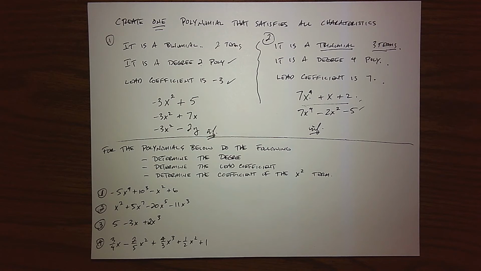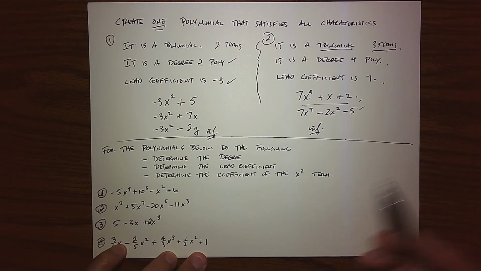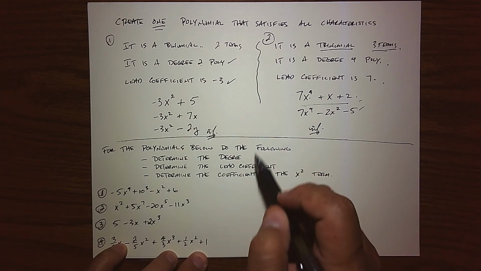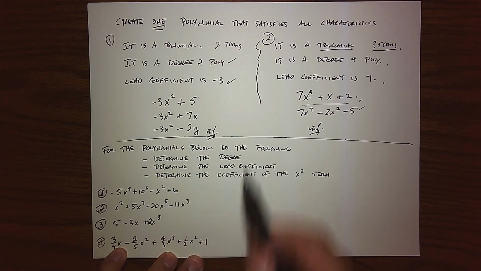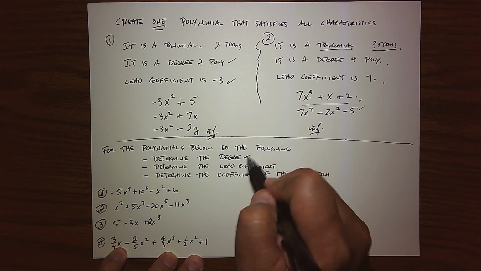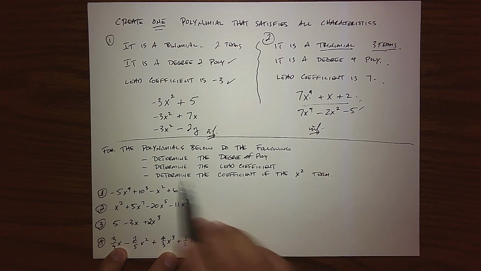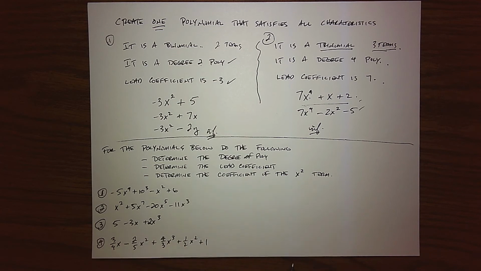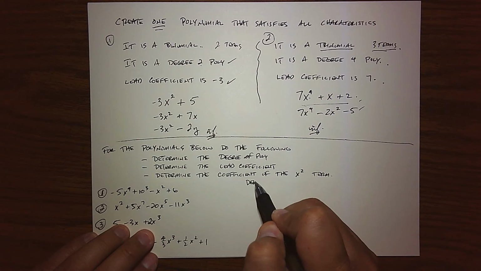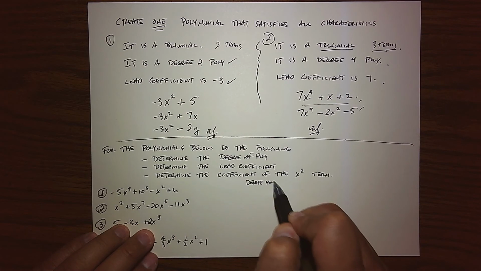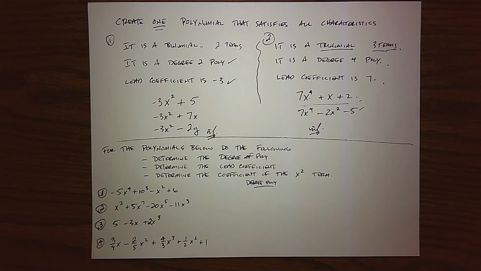Okay, another item that commonly occurs in your homework is they'll ask you to do a lot of things. So I have 4 polynomials here, and for each one of these polynomials, they want us to determine the degree of the polynomial, determine the lead coefficient, and then determine the coefficient of the x squared term. So we have a lot of things going on. How about for each one, we just talk about the degree of the polynomial first? Again, that's the highest degree term that I have in each.